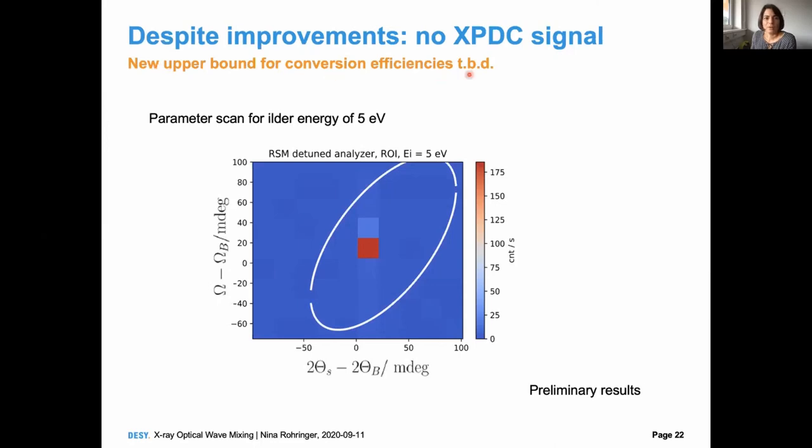We now need to determine the upper bound of the conversion efficiency to the signal. I didn't mention that in Christina's previous experiments, she could determine an upper bound for this conversion efficiency of 10 to the minus 11. So most likely, this conversion efficiency is going to come out even lower than 10 to the minus 11, and we're approaching the theoretical value.